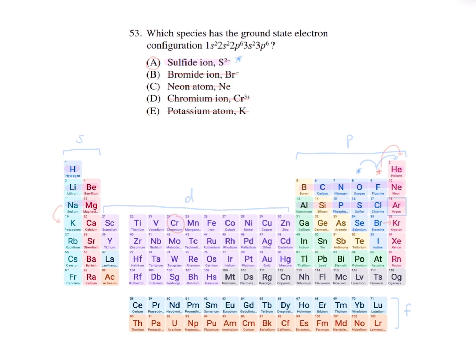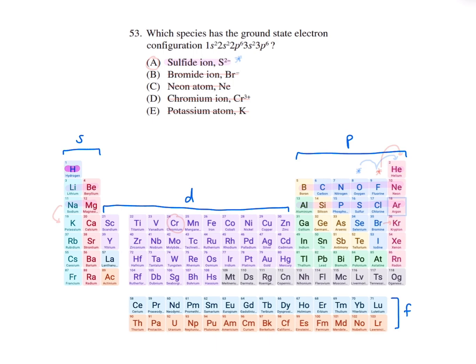So just looking at the periodic table, the leftmost two columns represent the S block. The right-hand side of the periodic table, excluding helium, is the P block. The transition metals make up the D block. And then down at the bottom, we have the F block. So let's go through and map out this electron configuration.